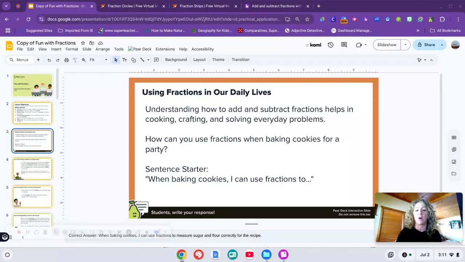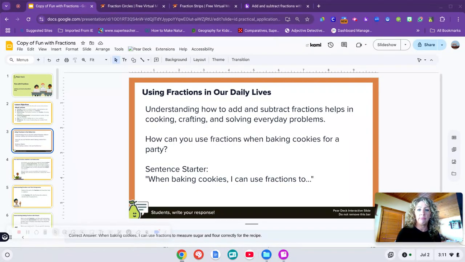So I have your sentence starter there, and let's go ahead and start. When baking cookies, I can use fractions too. So finish your sentence. Make sure you pay attention to capital letters, punctuation. So go ahead and start putting those answers in your Pear Deck. I can use fractions too.